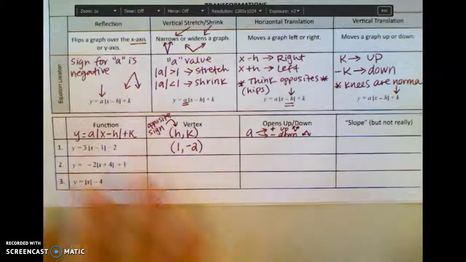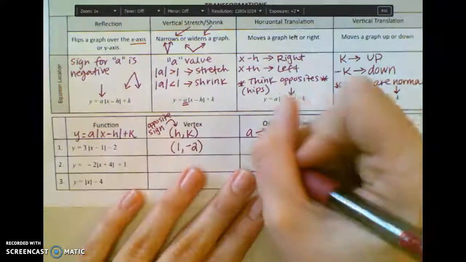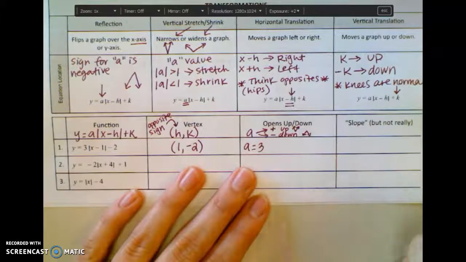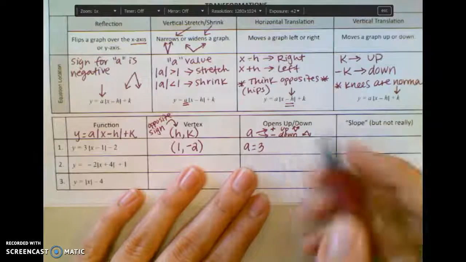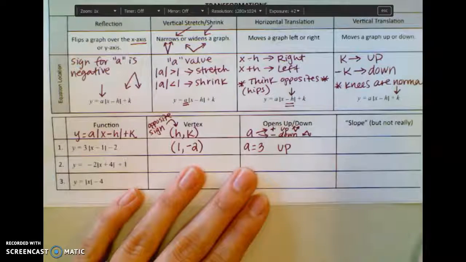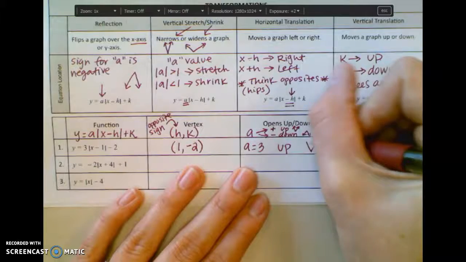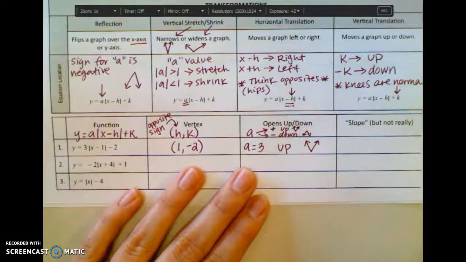All right, so let's look at what our a value is. My a value in this case is 3. Is that positive or is it negative? Well, clearly it is positive. So that means that it's going to open up. So my absolute value function is going to look something like that.